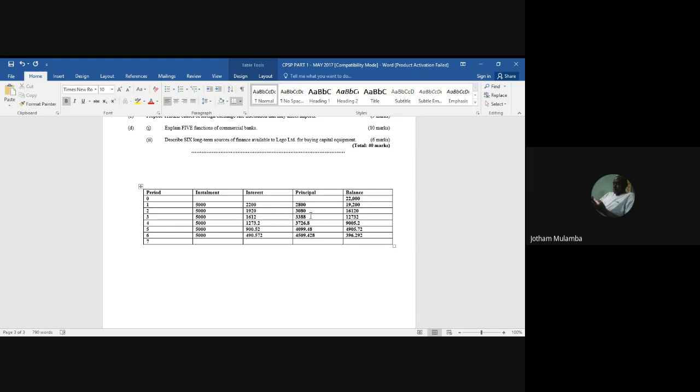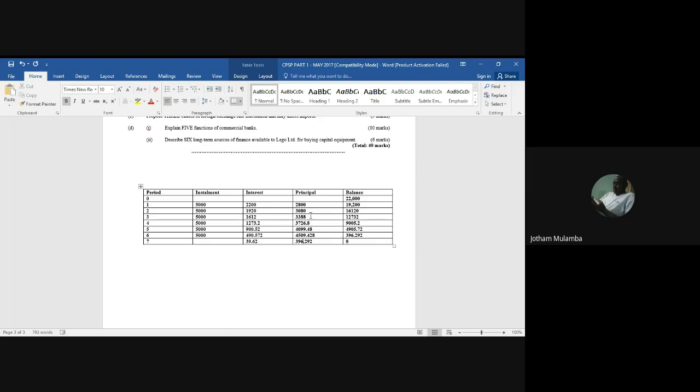So let's first of all get how much is the interest that they will pay. So 10% of 396.292 is 39.6292, about 39.62. Now to get the principal, that means they will pay the whole amount, 396.292. So that balance will be 0.